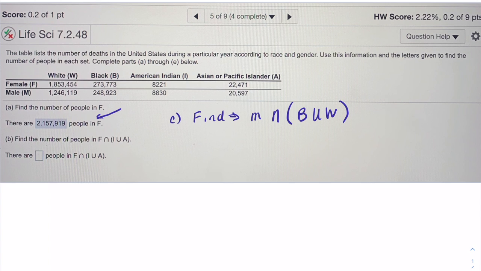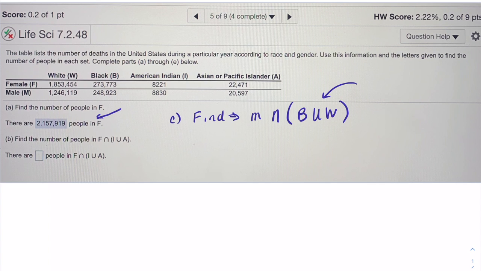So if you look at this problem where you say, I want to find M intersected with B union W, which is the problem I'm making up for you. So I'm not going to give away the problem. So if you want to find this, you need to start with what's in parentheses. So what is B union W? That means I want all of the blacks or all the whites. So that's a union. So that means I want to add them together.